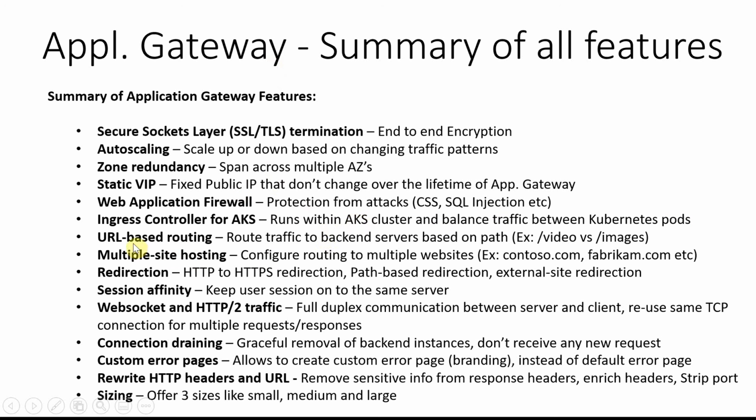And then URL-based routing. We discussed slash video versus slash images, so it can route the traffic accordingly based on the path. We also discussed multi-site hosting. We can configure the routing to multiple websites, contoso.com or fabricum.com. You can configure both sites and traffic will be routed for both based on some rule that you configure. If the traffic is coming from this location, route it to contoso.com. If the traffic is coming from this IP, you can route to fabricum.com. Like this, you can configure rules to redirect the traffic.